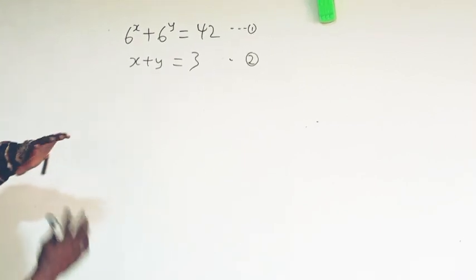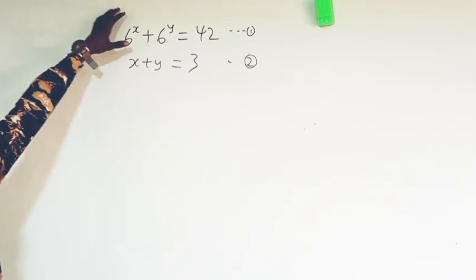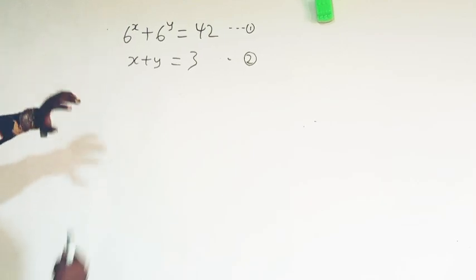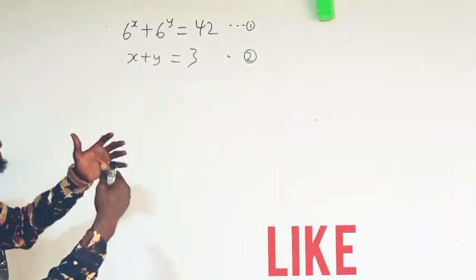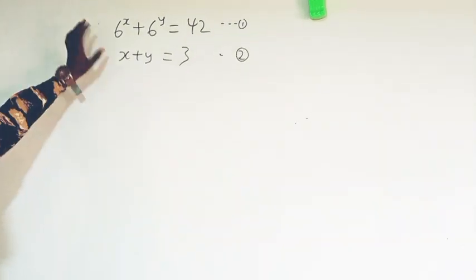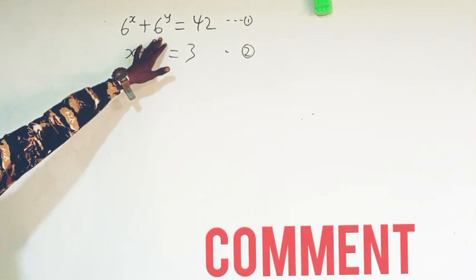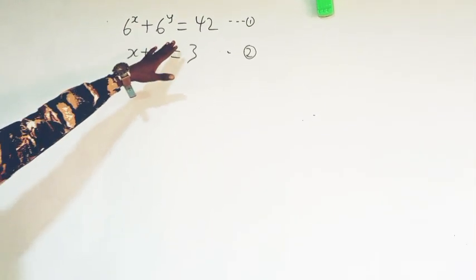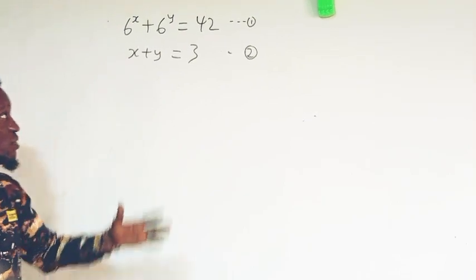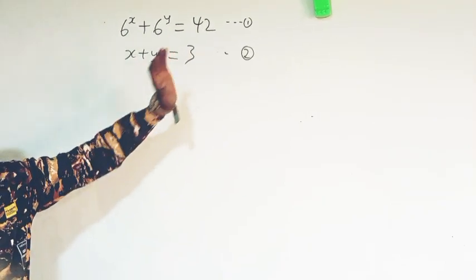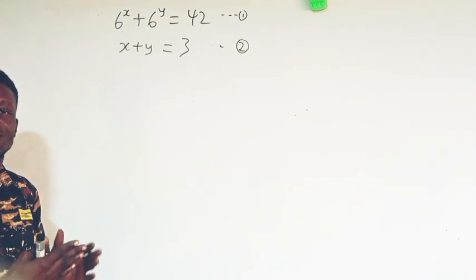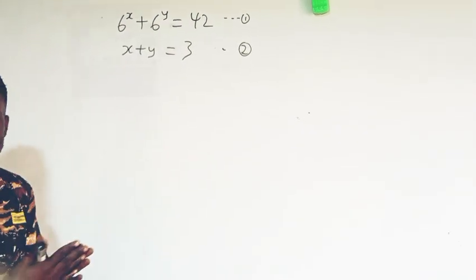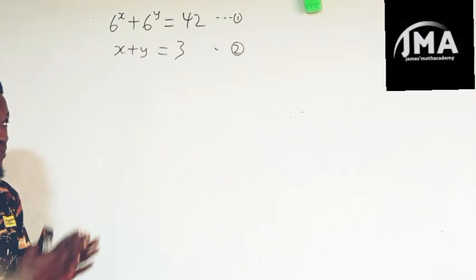But the major problem is in equation 1. If you notice, our x and y are in their exponential form. So how do we solve it? If you notice, this is the base, but it's only this 42 that is not in exponential form. So what we're going to do is look for two numbers that, if you multiply both of them together, you're going to have 42.